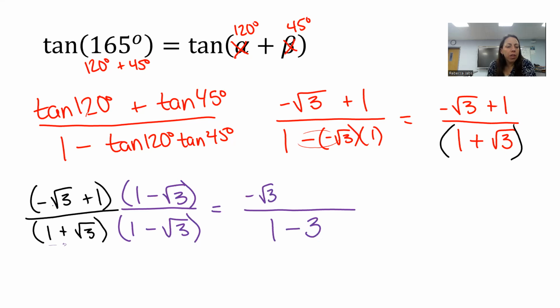Negative radical 3 times another negative radical 3. They're both negative, so I'm going to get a positive regular 3. A 1 times a 1 gives me a 1. And then the 1 times the negative radical 3, that's going to be negative radical 3. Look for like terms in the top.